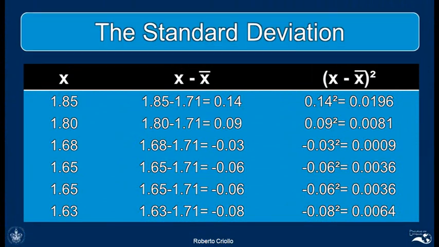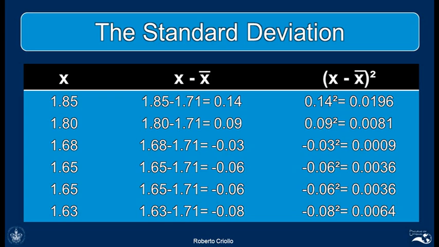Here we go. So these are the individual scores here. We have them here from the highest to the lowest. Then we have the subtraction of the individual scores minus the mean, and on the last column we have the result of squaring this subtraction.